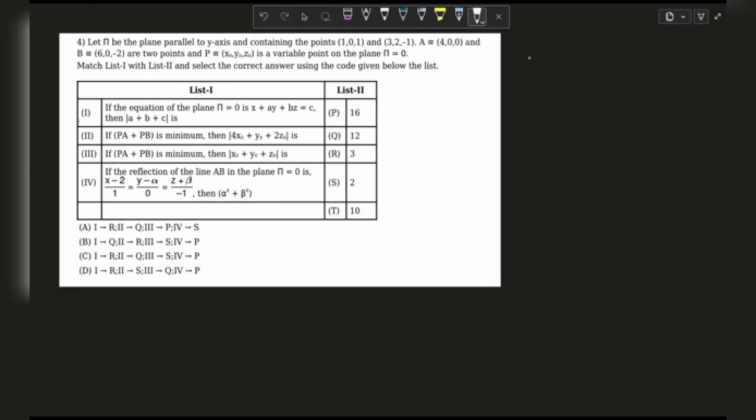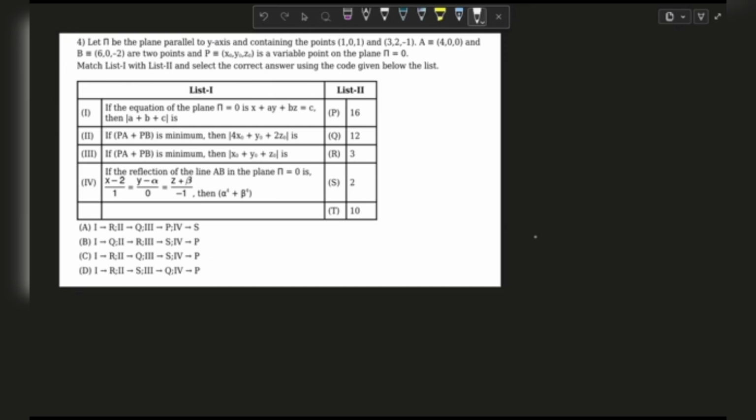So here is the final question for today. And this is a very good question on planes. So they have punched all the concepts we use in straight lines into planes, right? You can see that PA plus PB minimum, all those things are present. So you can try out the question. I will wait for a few seconds for you to pause the video and try.